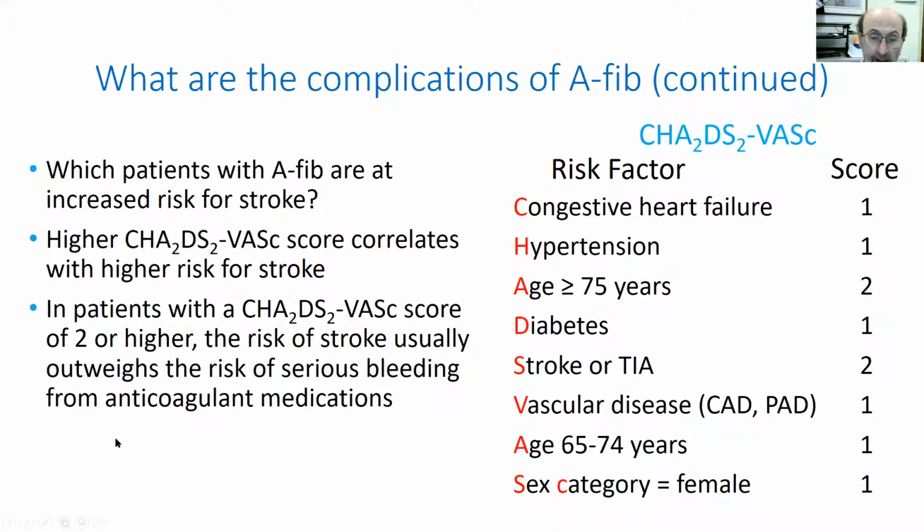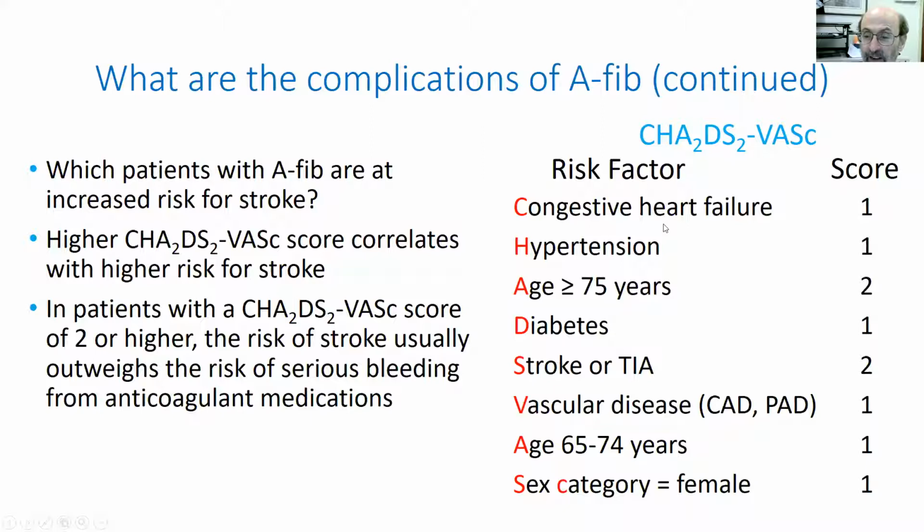We also have ways to identify those patients who have atrial fibrillation who are at higher risk for having a stroke. And the most commonly used way of assessing stroke risk is the so-called CHADS2-VASc score. And this is a list of various factors shown here. And each of those factors gets a score.